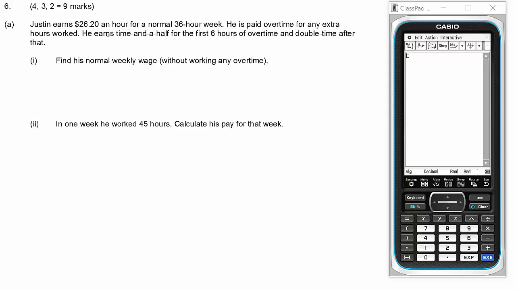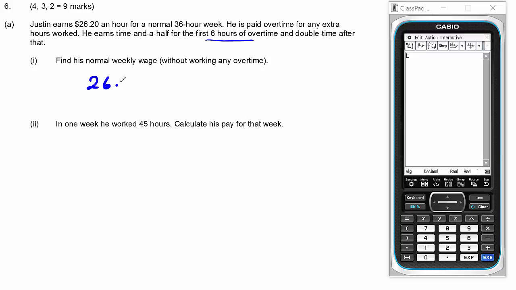Justin earns $26.20 an hour for a normal 36-hour week. He is paid overtime for any extra hours worked. He earns time and a half for the first 6 hours of overtime and double time after that. Find his normal weekly wage without working any overtime.